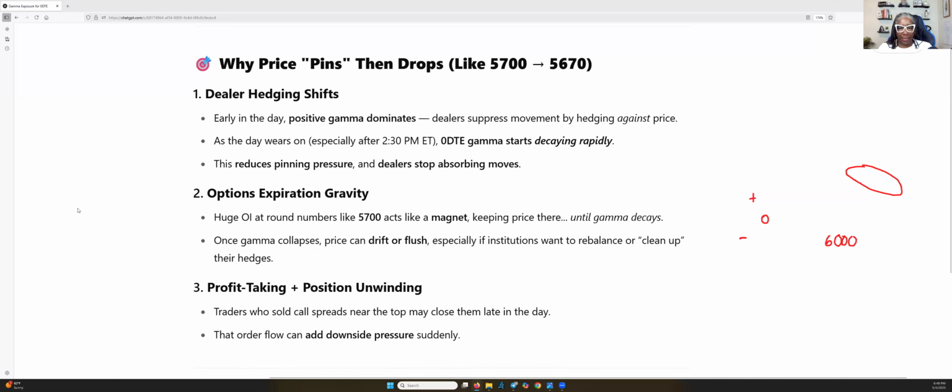So basically the pinning, where it was pinned at the end of the day, where it was pinned all day at that 5,700 level, after 2:30 that whole stickiness or that magnet starts to get weak, is what they're saying. So huge open interest at round numbers like 5,700 acts like a magnet, keeping price there until gamma decays. Once gamma collapses, the price can drift or flush, especially if institutions want to rebalance or clean up their hedges.